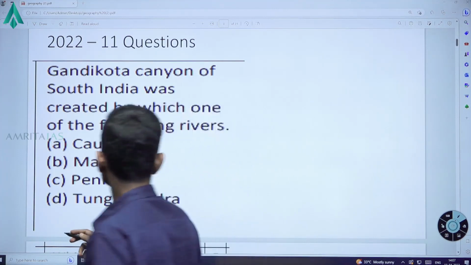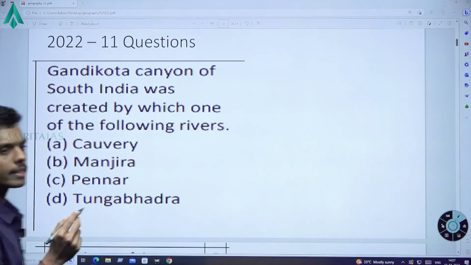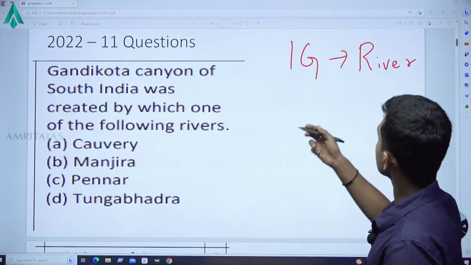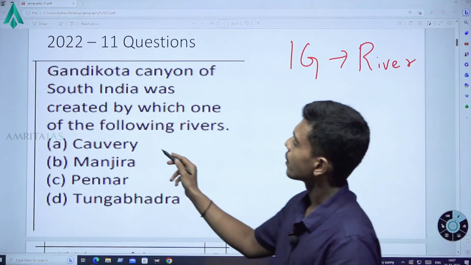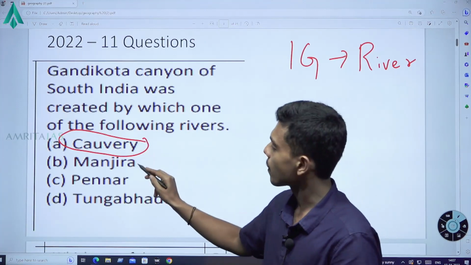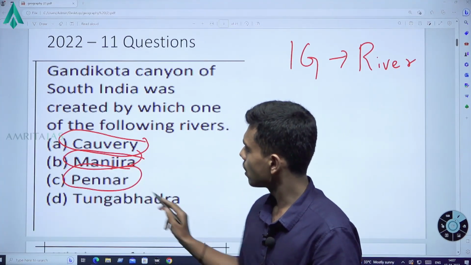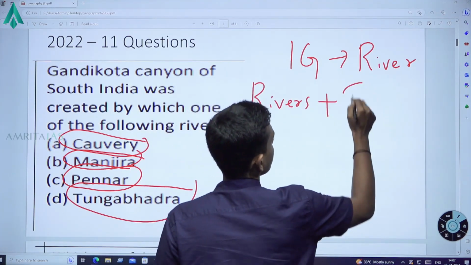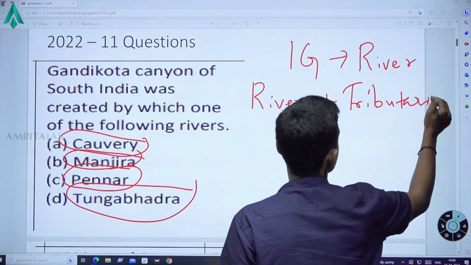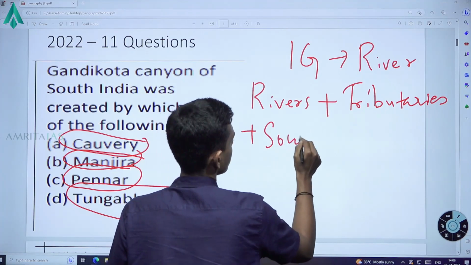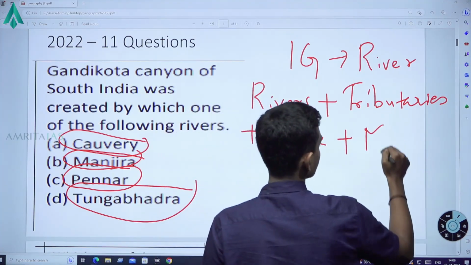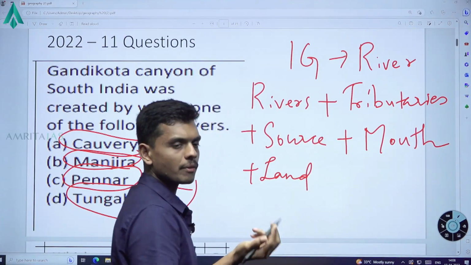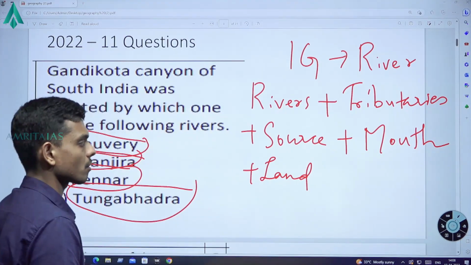Gandikota Canyon of South India was created by which one of the following rivers? So basically it's from Indian geography and it's asked about rivers. So what are you expected to do for this year? Read about Kaveri, its tributaries, Manjira, Pennar, Tungabhadra, all the major rivers of India, tributaries, source, where is their source, where is their mouth, and any landform. For example, Majuli Island, it's a riverine island formed by what river? That can be a question.